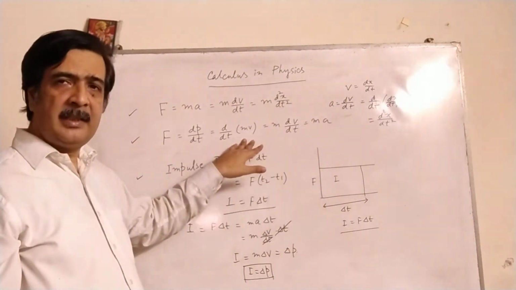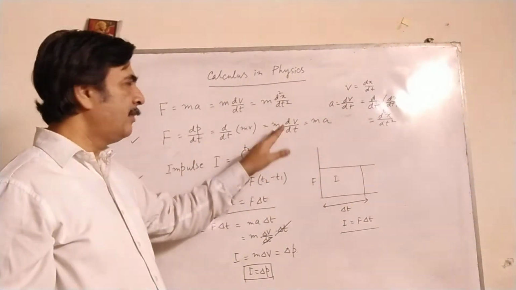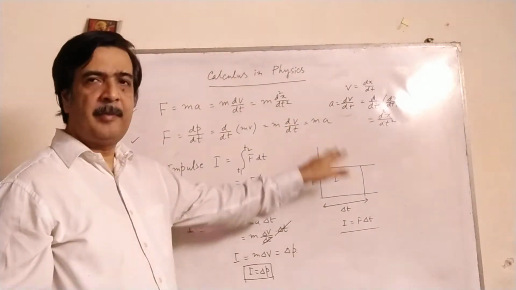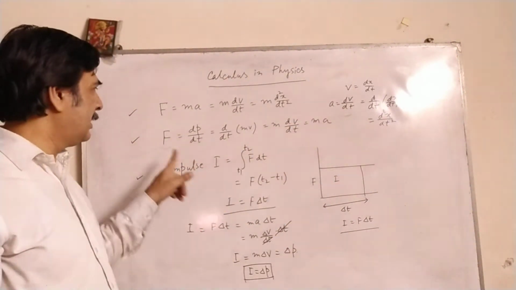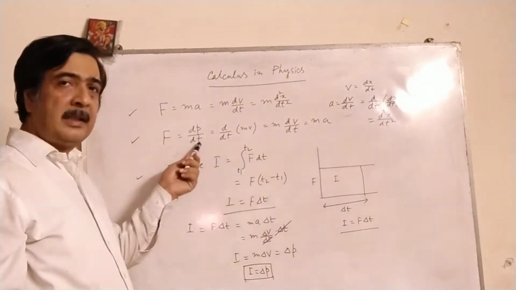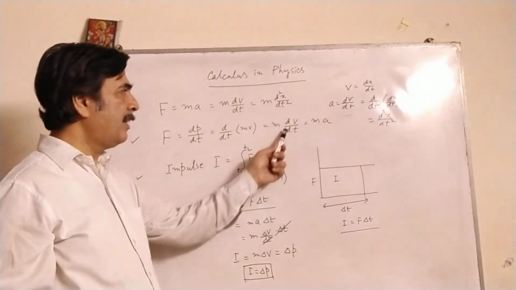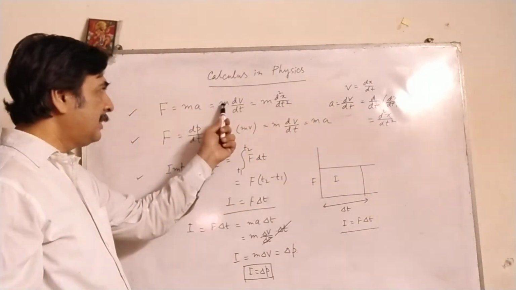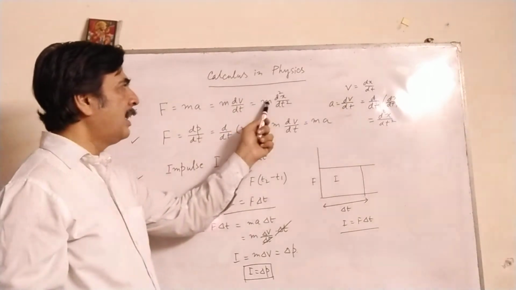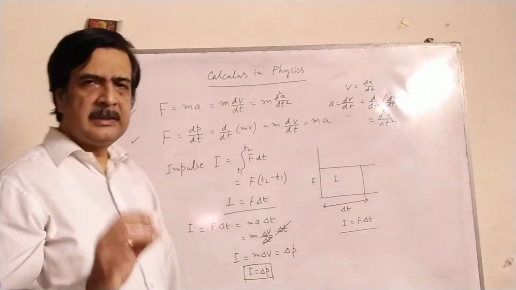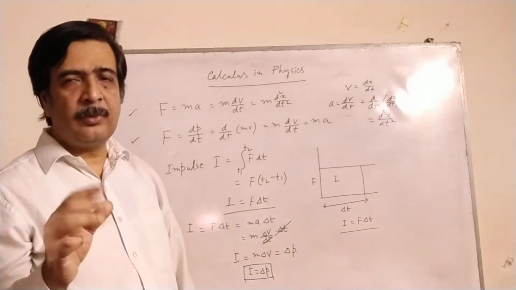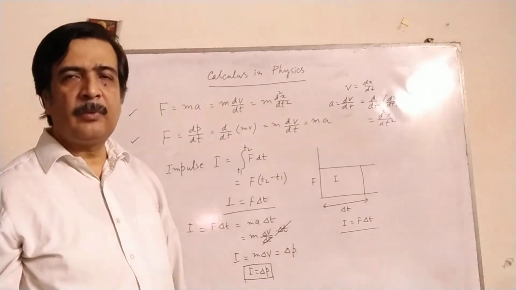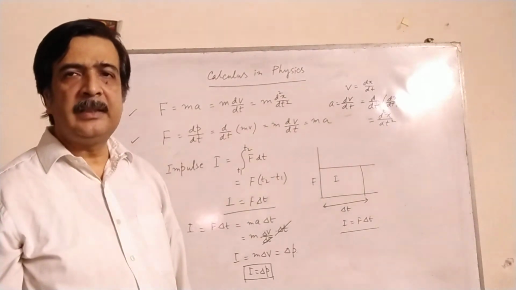Now d/dt of mv, momentum is mv, and m is taken out of the differentiation, so it is m into dv/dt, that is ma. So I can say here F is equal to dp/dt is equal to d/dt of mv is equal to m dv/dt is equal to ma is equal to m d²x/dt². These are very small things, but if you connect all these relations together, then it will be quite helpful for you when you do the numericals.